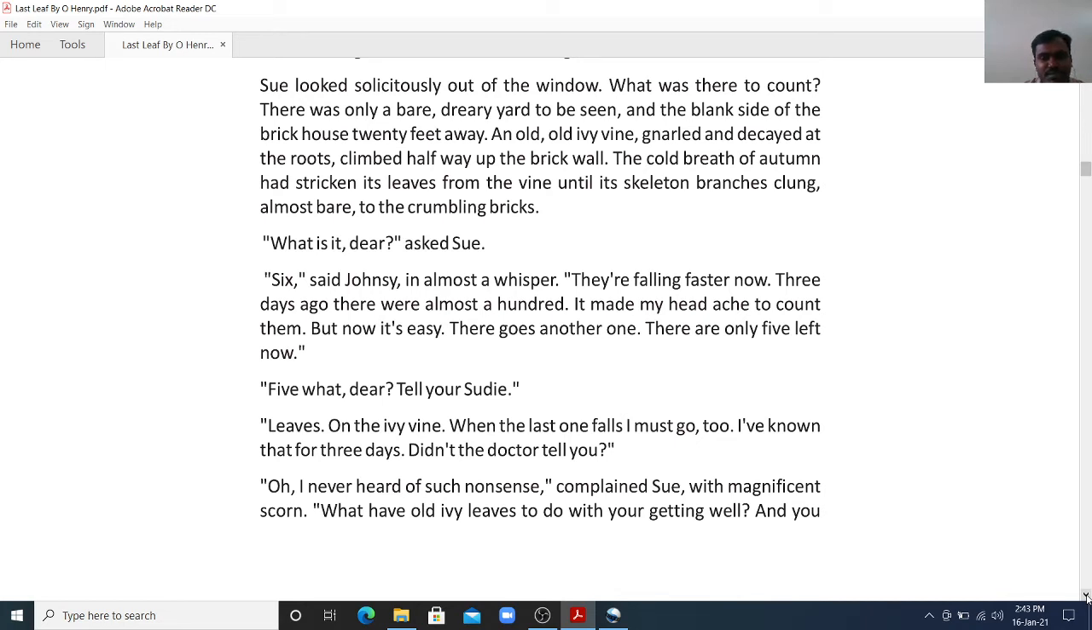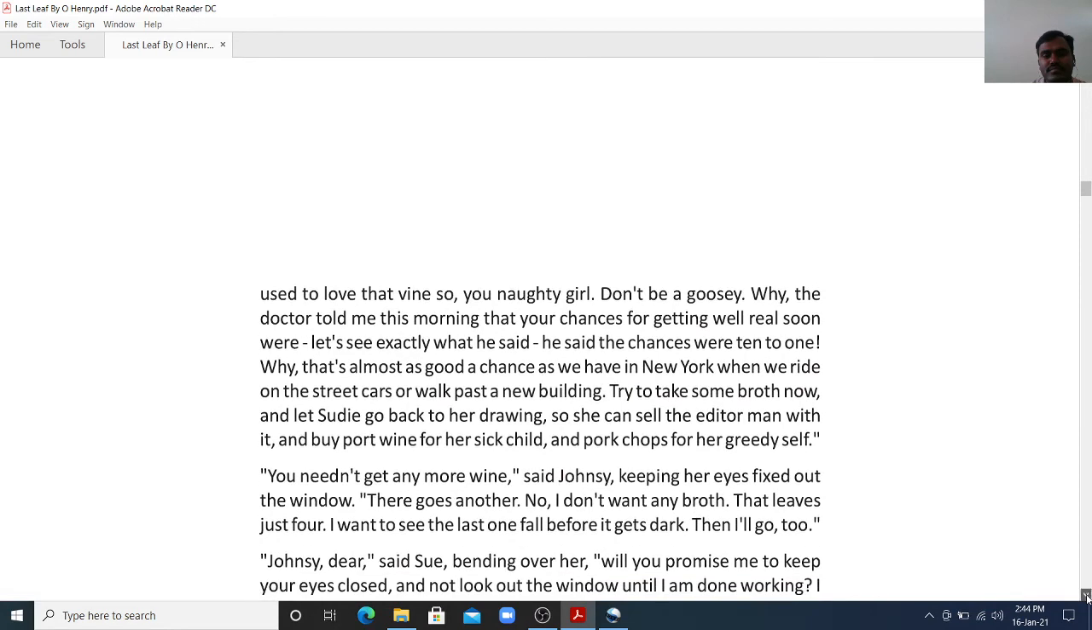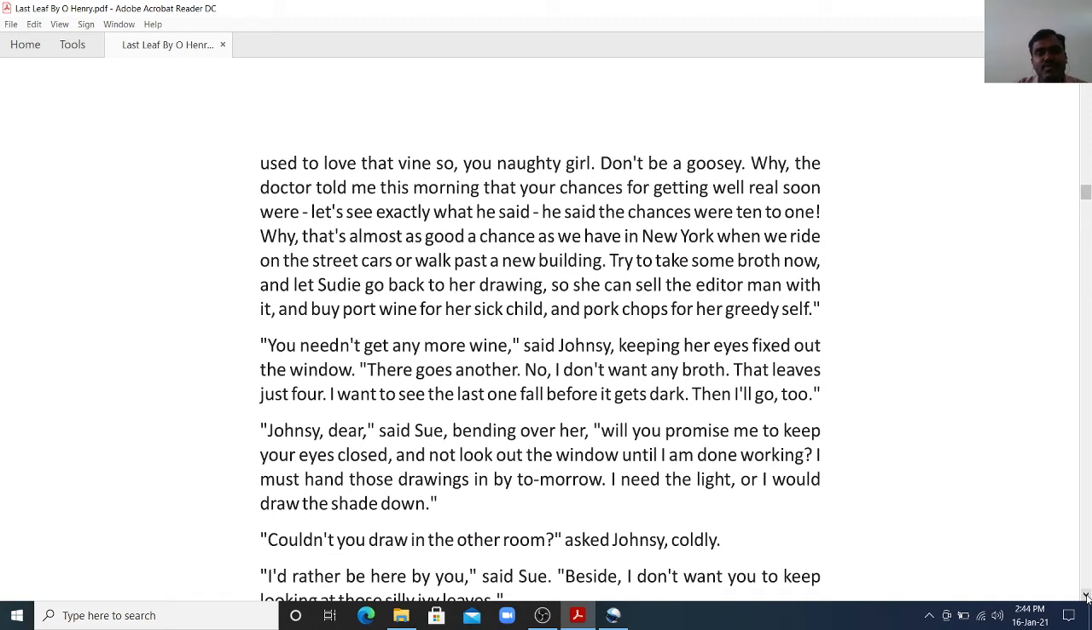She could not accept. With magnificent scorn, she said, "What have old ivy leaves to do with your getting well? How can you relate yourself or your life with the ivy leaves falling down? So, you naughty girl, don't be a goosey. You used to love that vine so. I mean, you used to love that ivy creeper tree. Don't be foolish to relate your life."